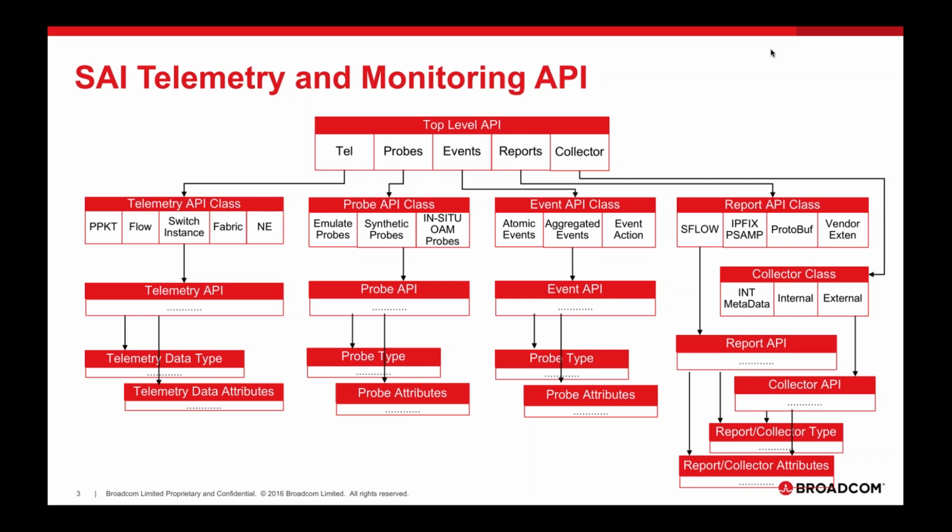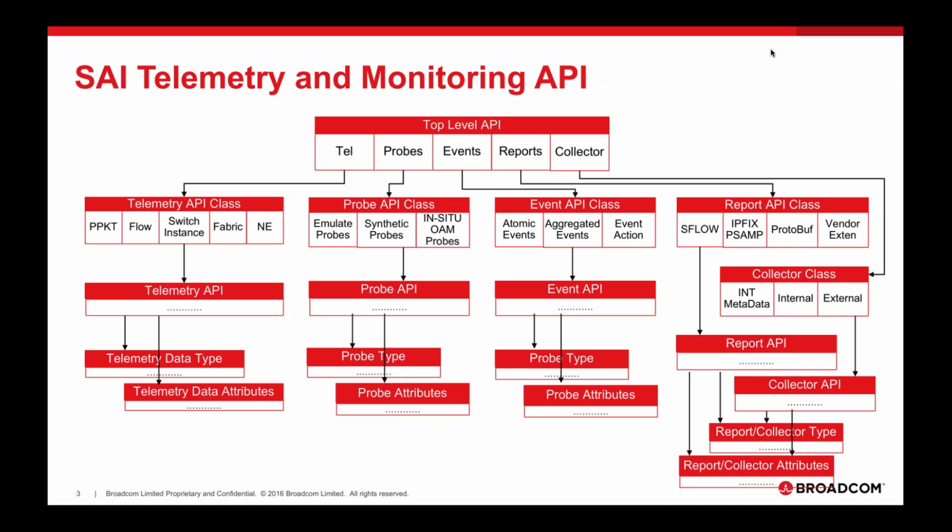And in this, there are various kinds of probes. I'm not going to go into detail, but the most commonly understood is the in situ IOAM probes, which are defined by the in situ IOAM draft in IETF, and this API set should capture those probes. So that's the second set of API. The third is the event.